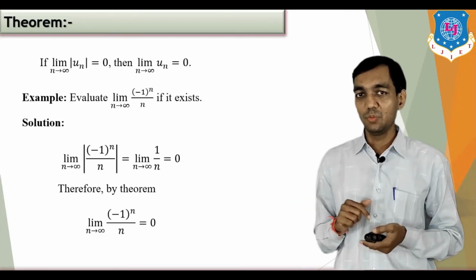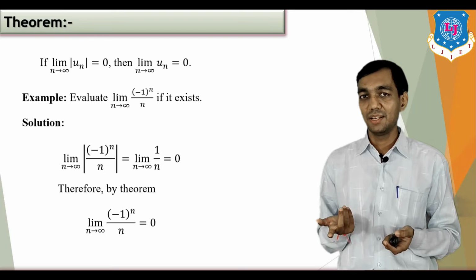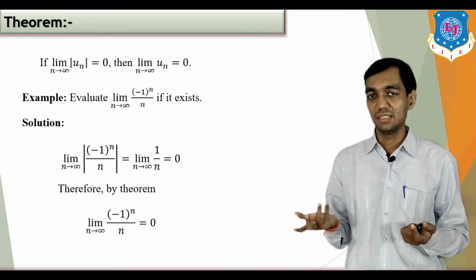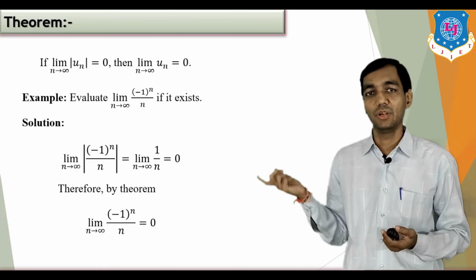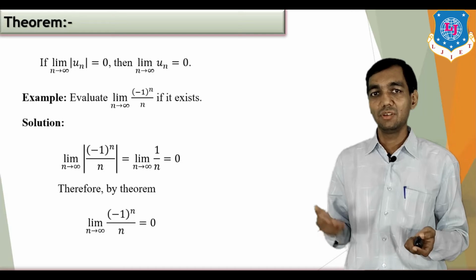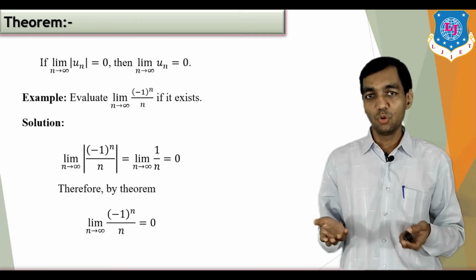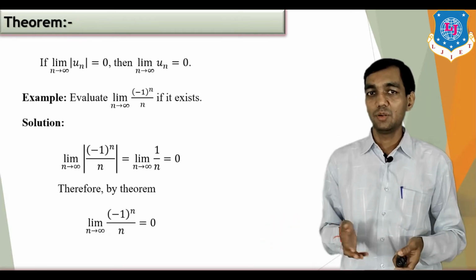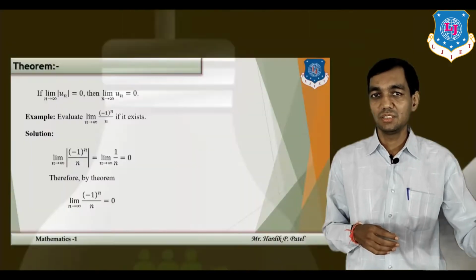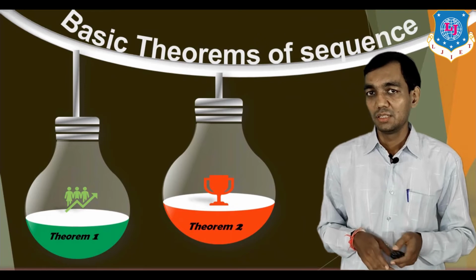Now if you are applying the mod, then (-1)^n has a value either 1 or -1, but mod is applicable, so the minus is negligible and you will get 1 upon n. Since the limit of 1 upon n where n tends to infinity will be 0, mod u_n has limit 0, therefore the original u_n also has limit 0. So the limit of (-1)^n upon n is going to be 0.